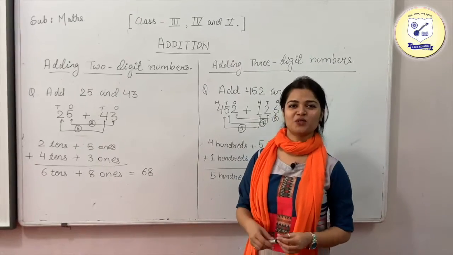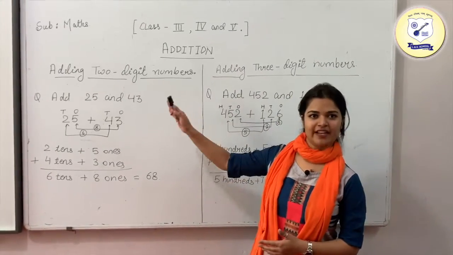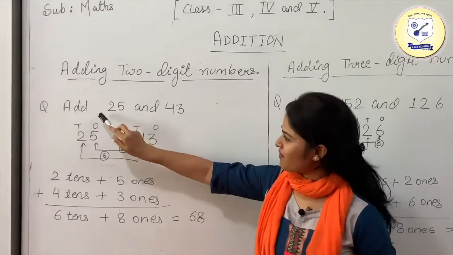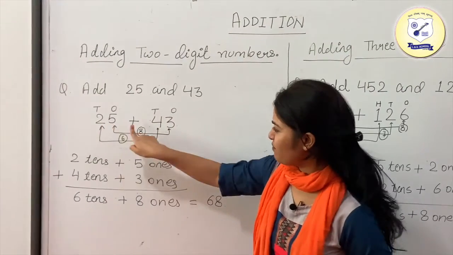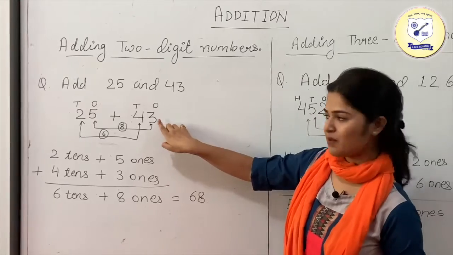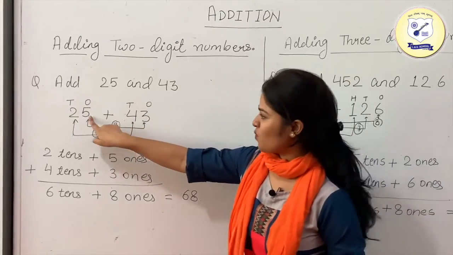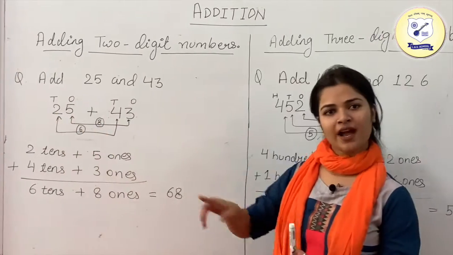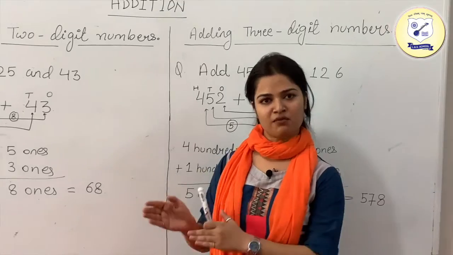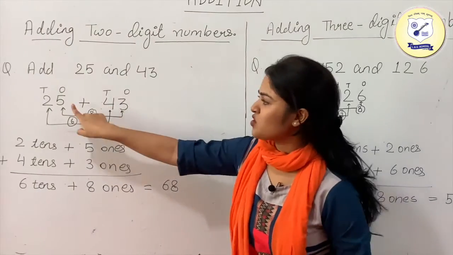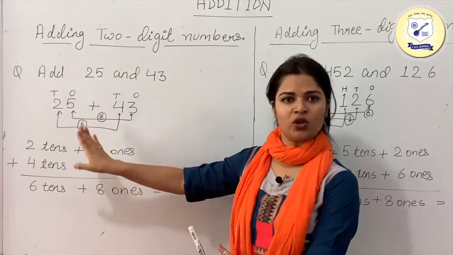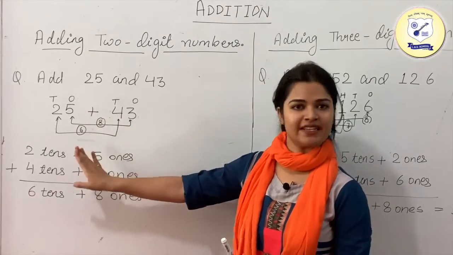So now we are going to start our next topic, which is adding 2-digit numbers. Now we are having the 2-digit numbers 25 and 43. Okay, 25 plus 43. This is our ones place and this one is our tens place. Ones place and tens place. When you are adding 2 numbers, you just need to add ones digit with ones digit only. You can't add the ones digit with tens.